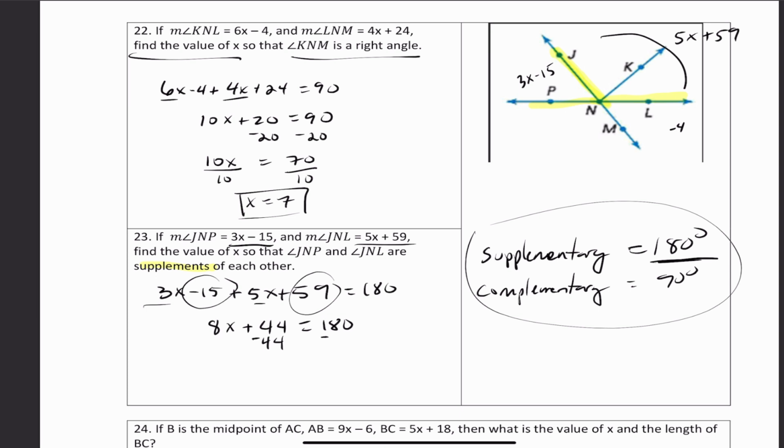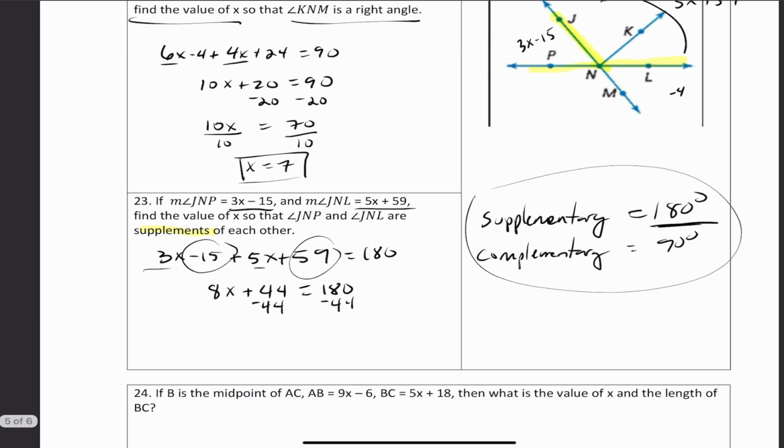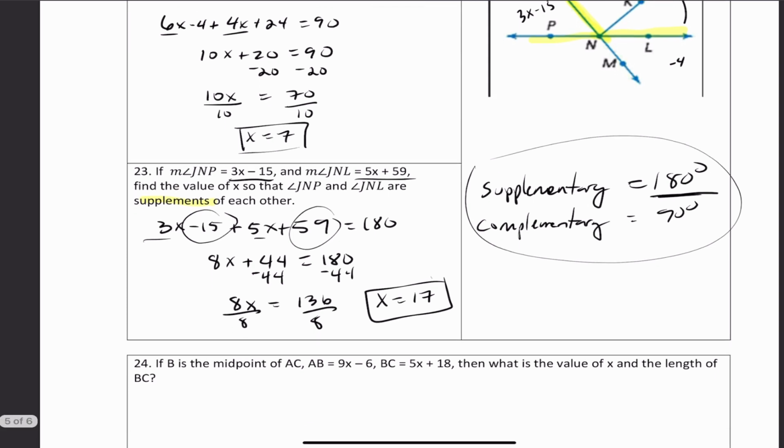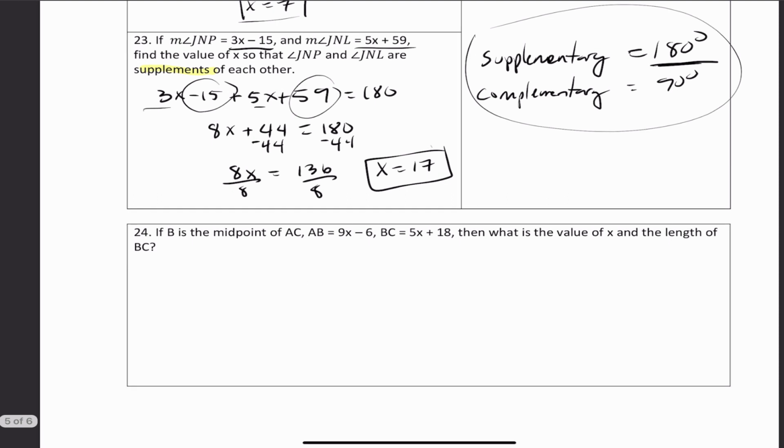Minus the 44, minus the 44. So I have 8x equals 136, divide. So x equals 17. Do I just need to find x? Yes. Find the value of x, and I did right there. Okay? Alrighty. Last problem of this page.